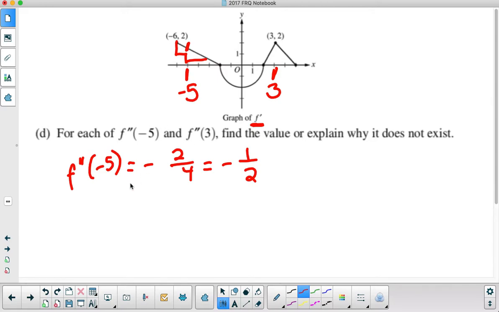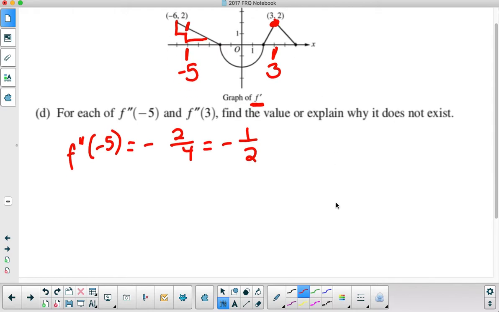But then we look over at 3, and we can see here that we got a problem, right? Because right there we have that sharp turn, we have a cusp. You should be able to recognize that the derivative is not going to exist right here. But we need to be able to show why it doesn't exist using calculus. All right. So basically, we're going to do this using limits. We got to show the left-hand limit is not equal to the right-hand limit.